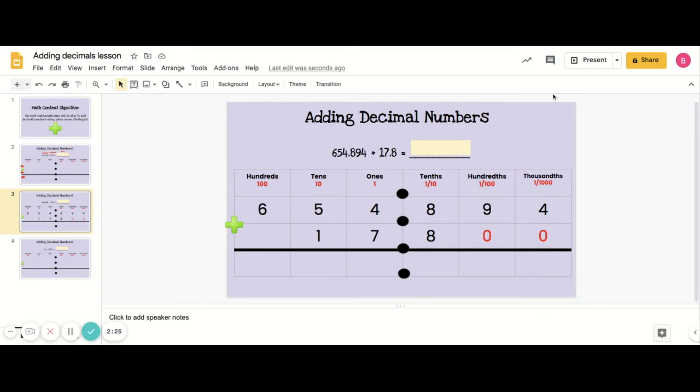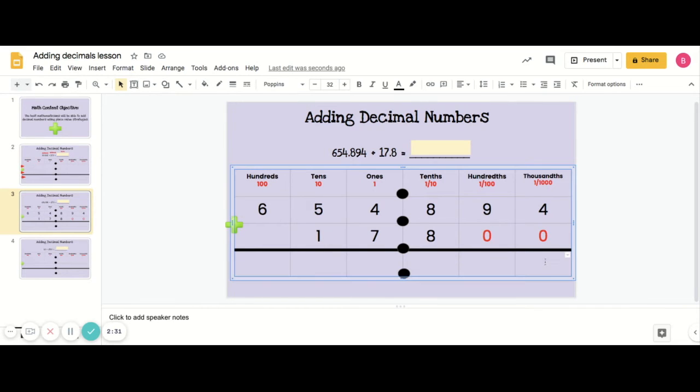We are going to start adding in our thousandths place. I know that 4 plus 0 is equal to 4. Moving on to our hundredths place, I have 9 plus 0, which equals 9. Now we're moving on to our tenths place, and I have 8 plus 8, which I know is 16.